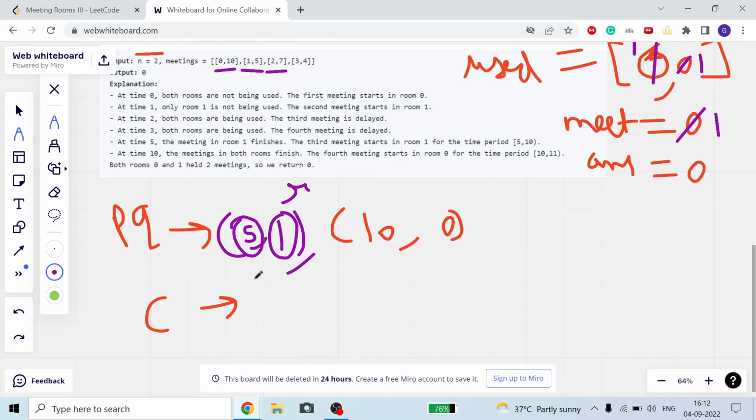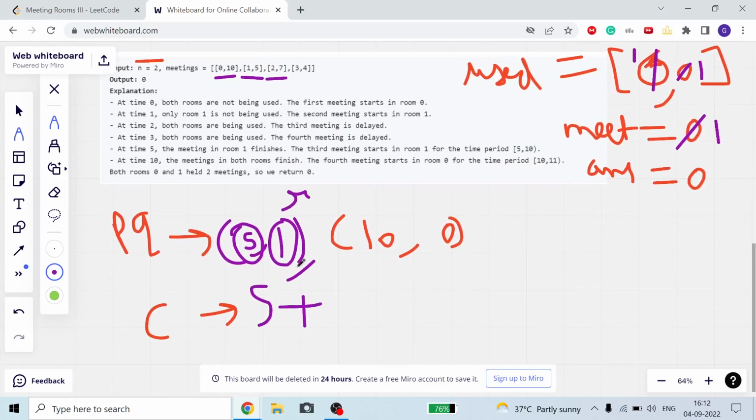So the current time it is free is the maximum of 5 and 2, which is 5. Now it is 5 plus the time consumed by the meeting, 7 minus 2, so that is 5, so it will be free at 10. Okay guys, we can say it should be free at 7 but it will be free at 10 because we got the room late, so we will free it late. 7 minus 2 is 5, plus 5 is 10, so our next room will be free at 10 comma 1.